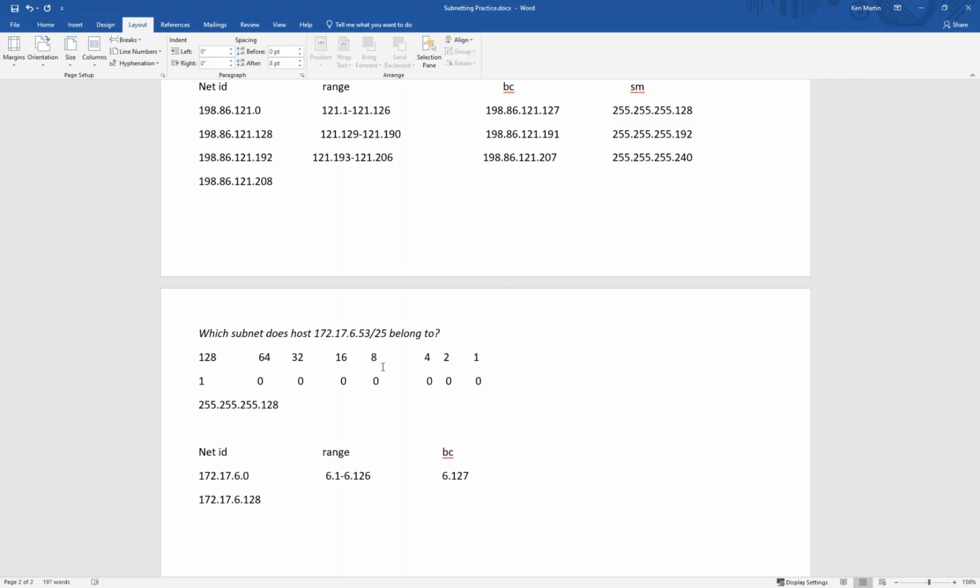And again, we've got our answer, right? Because we can see this is in that range. So my answer, which subnet does this belong on? This one. So that's the answer.